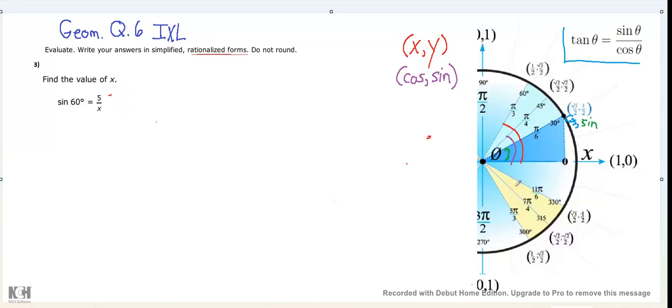But I'm not sure that's necessary, so we just took that off. Anyway, you're going to see problems like this, and we need to solve for x. And they need to be rationalized forms still. So first you want to get x isolated. You want x by itself.